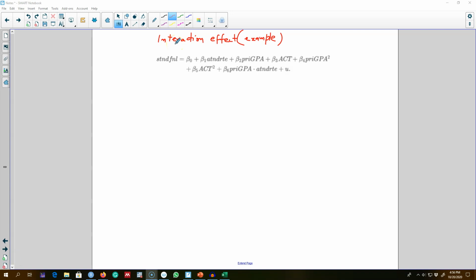Okay, so in this example, we are interested in explaining the standardized outcome on a final exam shown by this variable in terms of percentage of classes attended, prior college GPA, ACT score, and then we have included an interaction term between prior GPA and attendance to show that the effect of attendance on school performance depends on prior GPA.